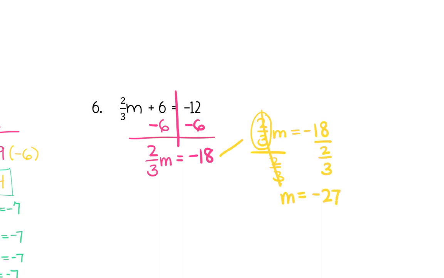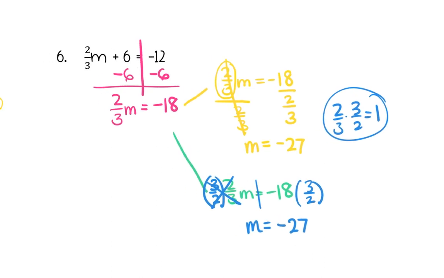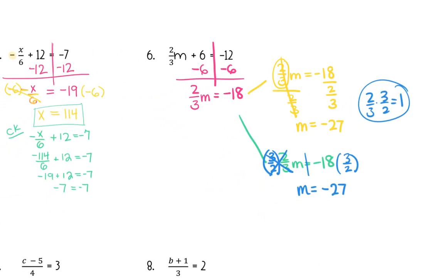The other thing that we can do, let me rewrite this, 2/3 m equals -18. We can multiply by the multiplicative inverse, because we know that 2/3 times 3/2 equals 1. That's going to be our goal here. So if we multiply by 3/2 on one side, we can multiply by 3/2 on the other side. This cancels, and we get m is equal to -27. Both strategies do work here, because dividing by a fraction is the same thing as multiplying by a reciprocal.